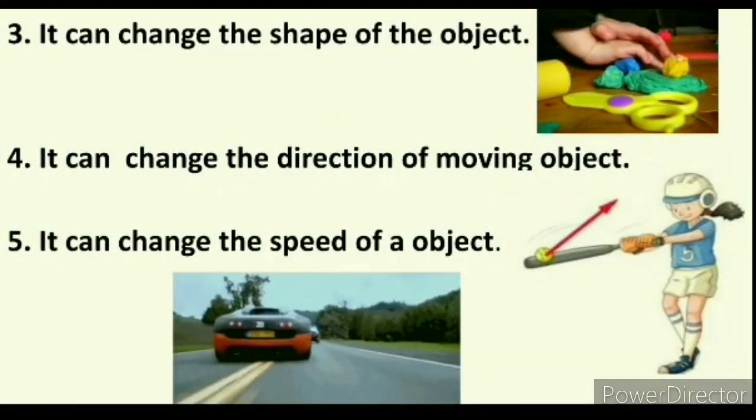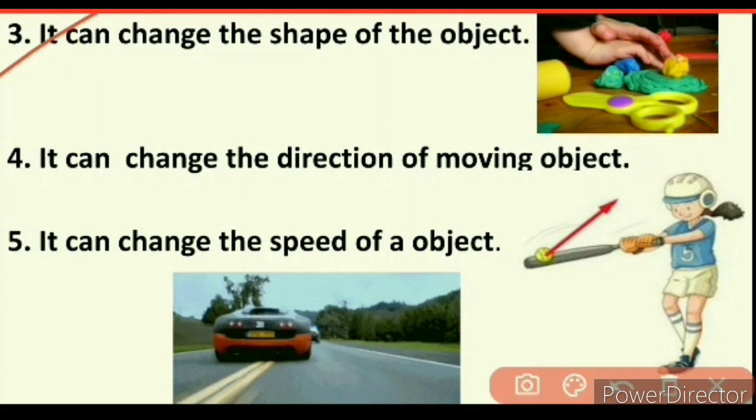Force can change the shape of an object. In this diagram, the kid makes many toys with clay, so the shape of the clay changes by applying force. Next, it can change the direction of a moving object. In this diagram, the girl hits the ball with a bat, so the direction of the ball changes. The last one is that it can change the speed of an object. By applying force, we can decrease the speed of a vehicle and also stop the vehicle. Similarly, if a vehicle goes at a very slow speed, by applying force we can also increase its speed.